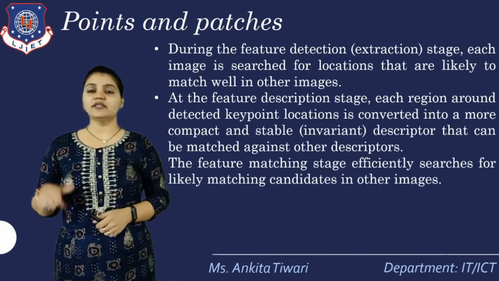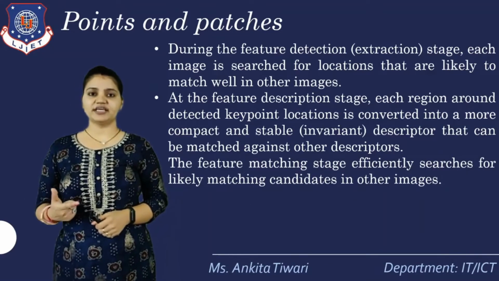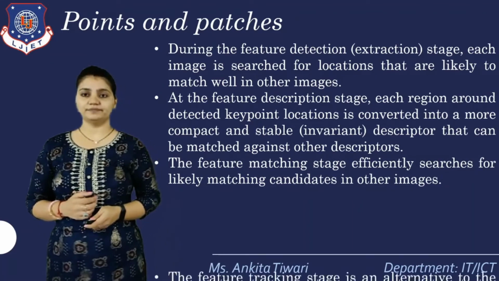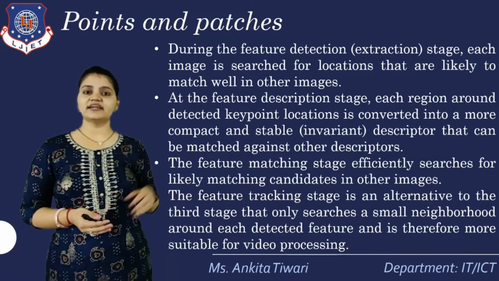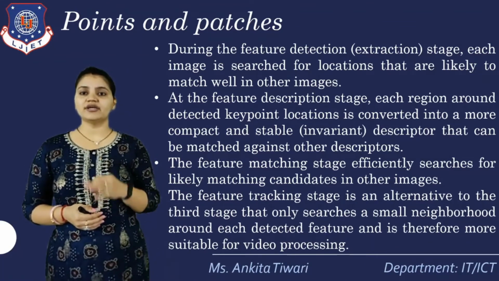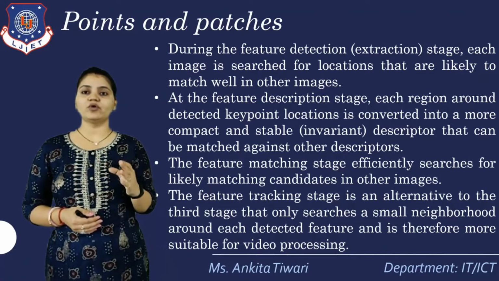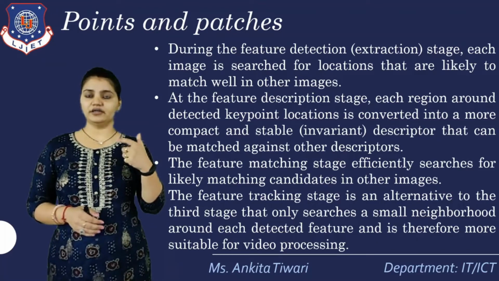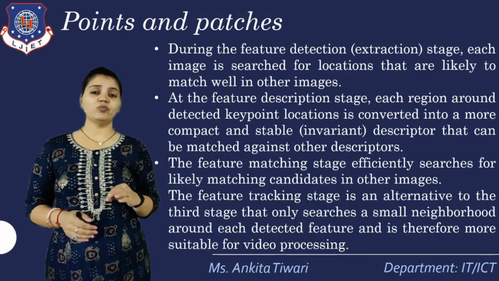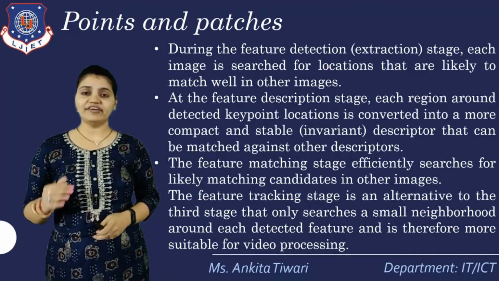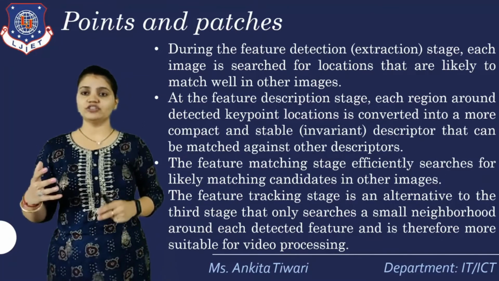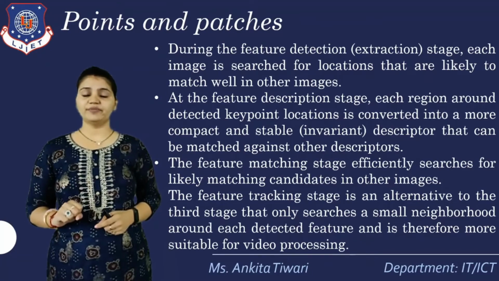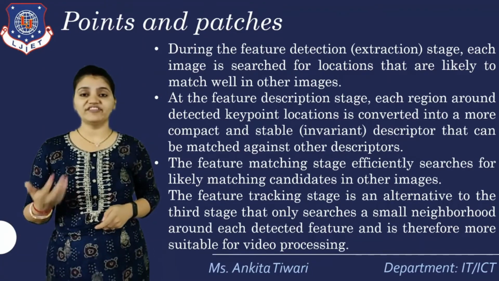The feature matching stage, with its efficiency, searches for likely matching candidates in other images as well. The feature tracking stage is an alternative to the third stage that only searches a small neighborhood around each detected feature that we found in the feature detection stage, and is therefore more suitable for video processing. Basically, when we talk about video processing, the images are already being processed, and with respect to those images we are doing video processing.